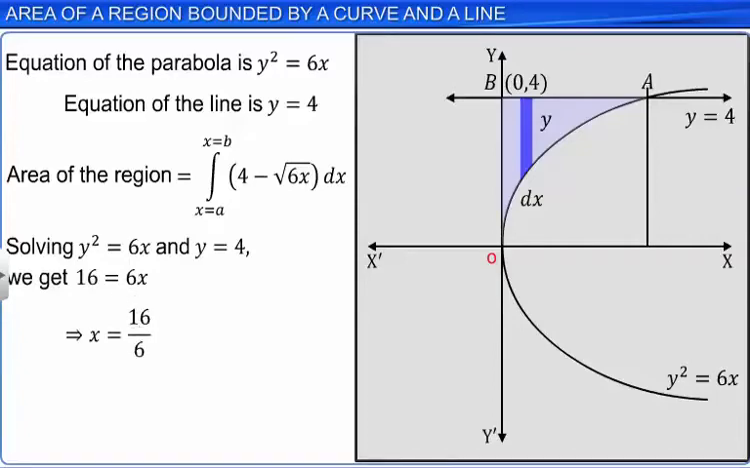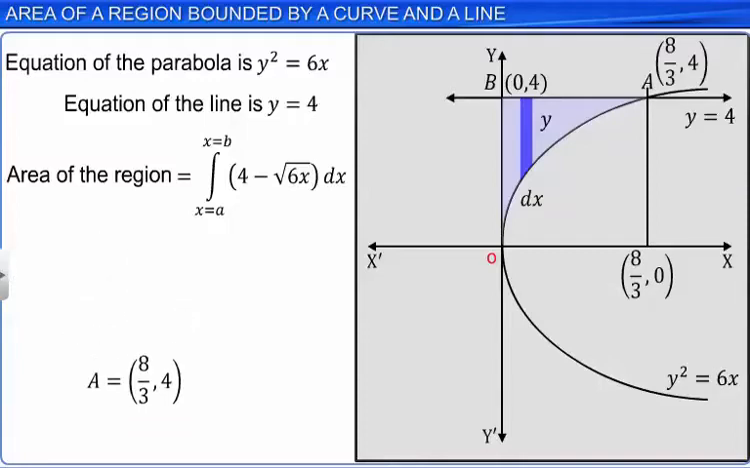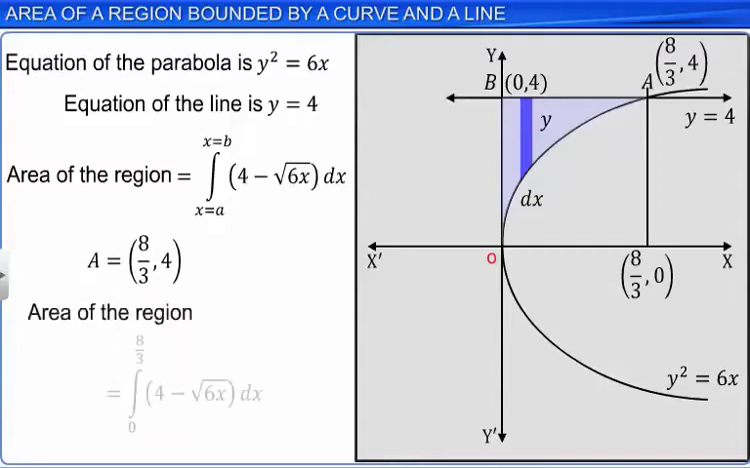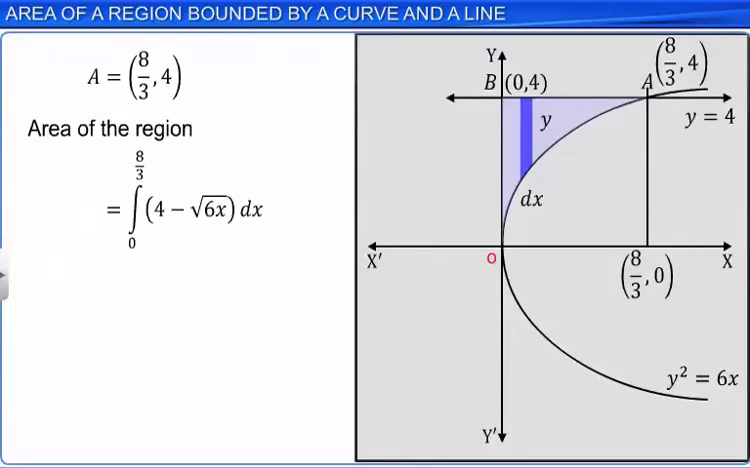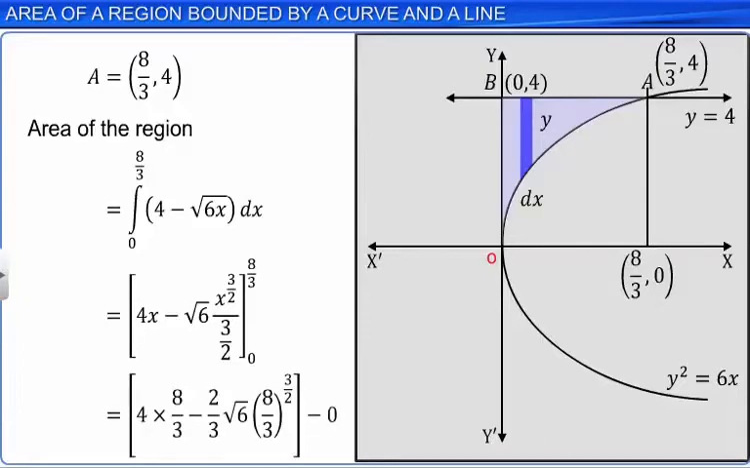Thus the area of the shaded region is given by the integral of (4 − √(6x)) dx from 0 to 8/3. The integration is performed as shown. Now, substituting the limits as shown, we get the area of the shaded region equal to 32/9 square units, which is the same as we got when we calculated the area of the shaded region by considering the strip parallel to the x-axis.